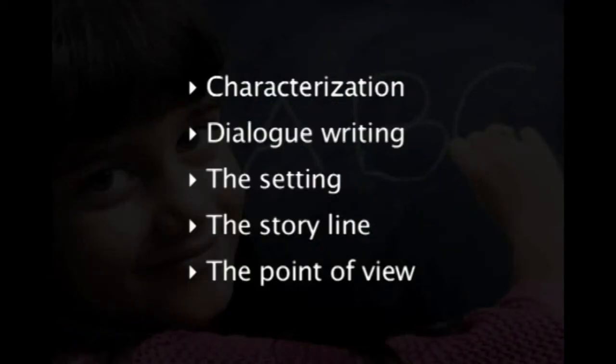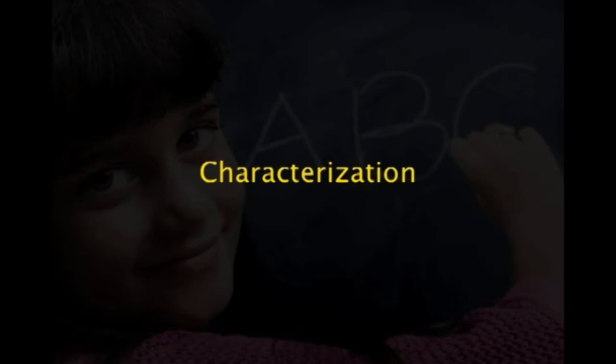In order to construct or write a narrative, there are 5 basic elements that are used, and these are characterization, dialogue writing, the setting, the storyline, and finally, the point of view. Let us now look at each of these elements in detail. The first one is the characterization.